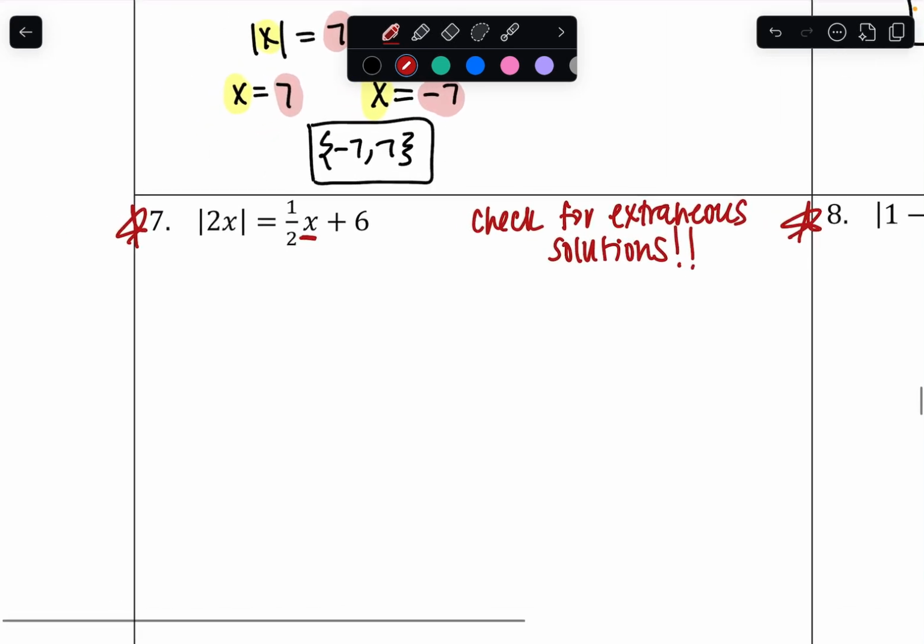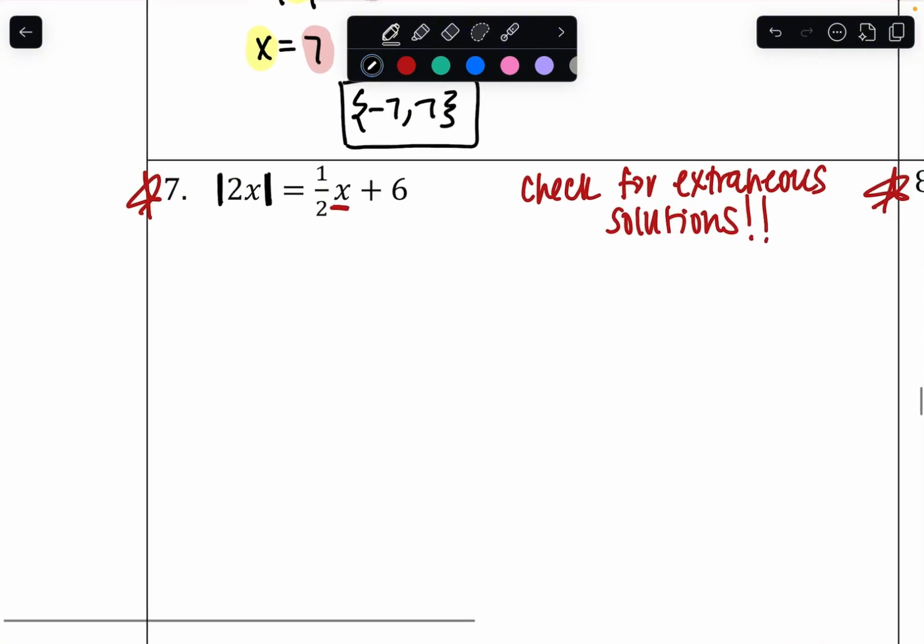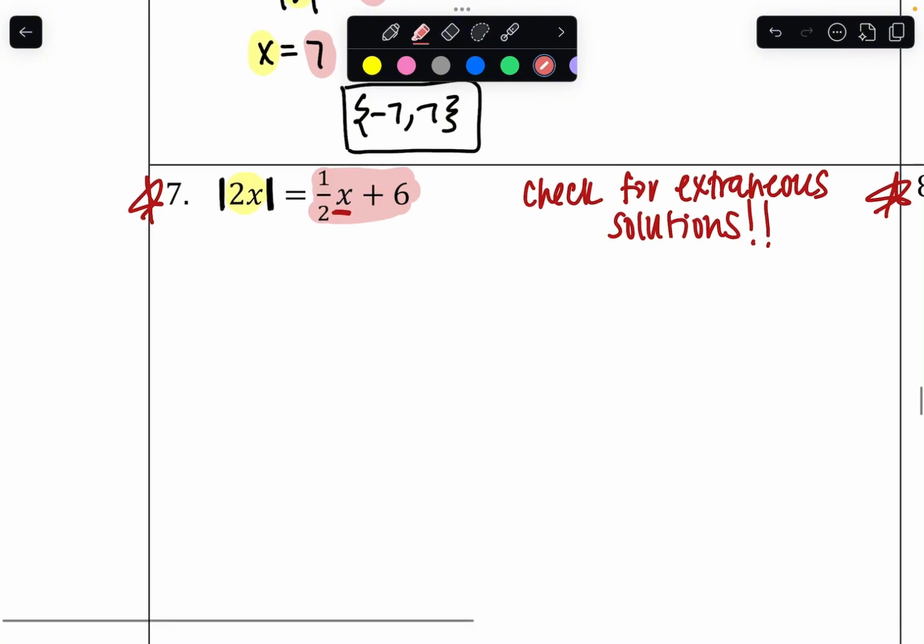Okay. So whenever you have this case, always still isolate the absolute value bars. In number 7, that's already done for us. And then we still set the argument, which is 2x, equal to the positive and negative version of each side. So my argument is 2x. That's going to be consistent.